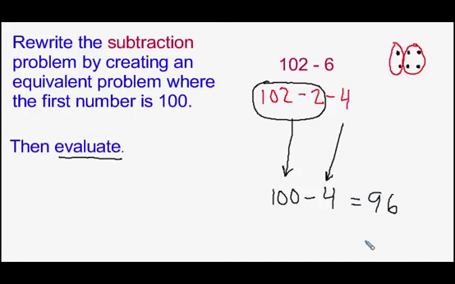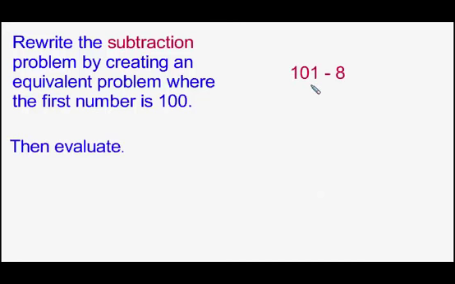I'd like to do one more problem that's a subtraction problem, for which we need to take the subtraction problem and write an equivalent problem where the first number is the number 100. So what I'm going to have to do is to make the number 101 into the number 100, I will have to subtract 1 to get from this number to that number. So rather than subtracting off 8 all at once, so to speak, I want to subtract 1 to turn the number 101 into the number 100, and then subtract the remaining.